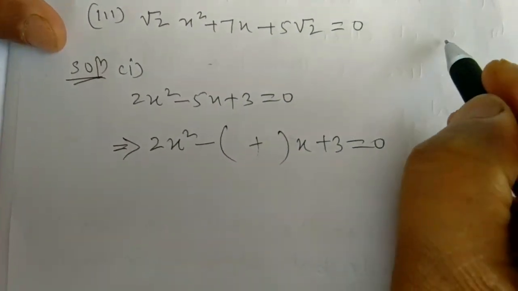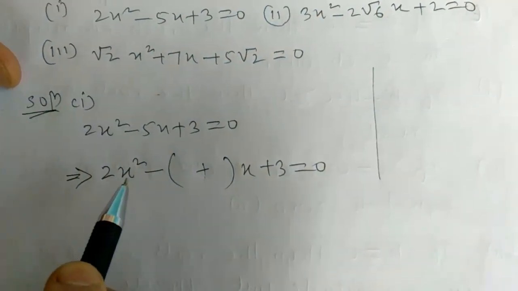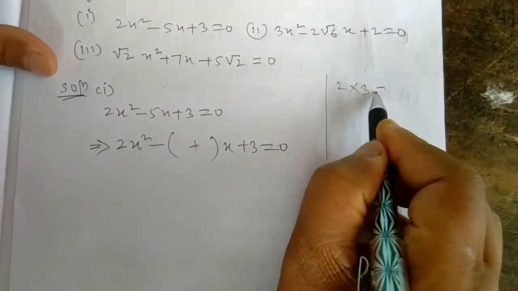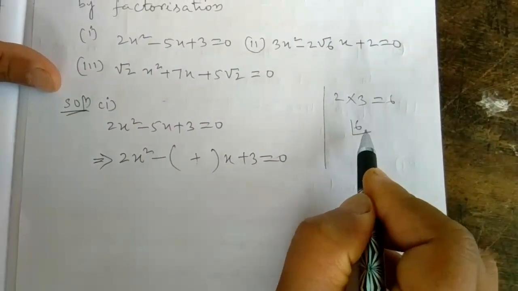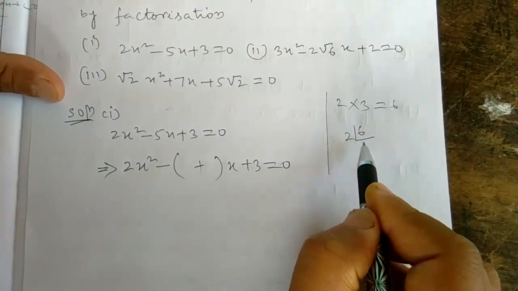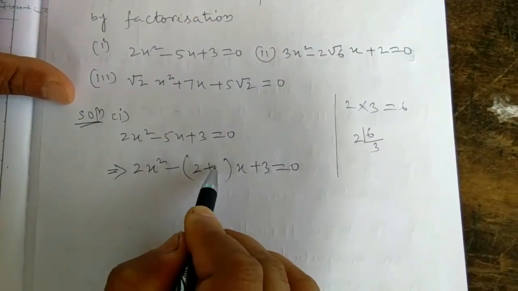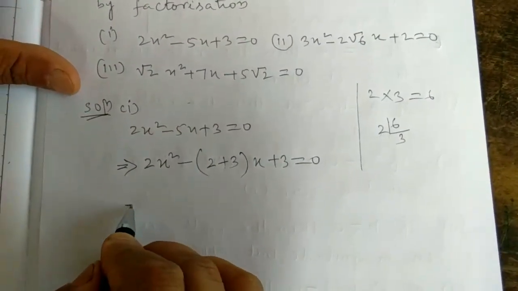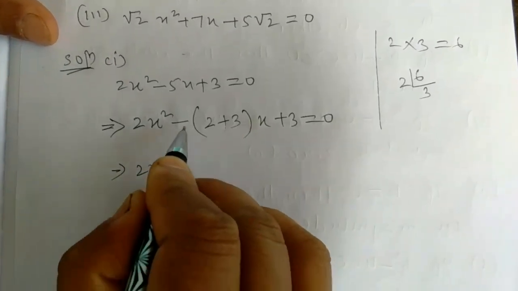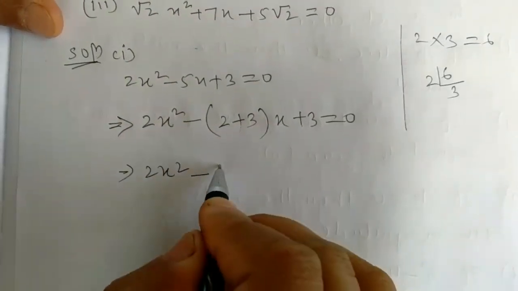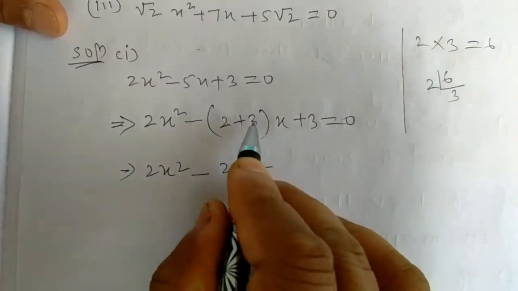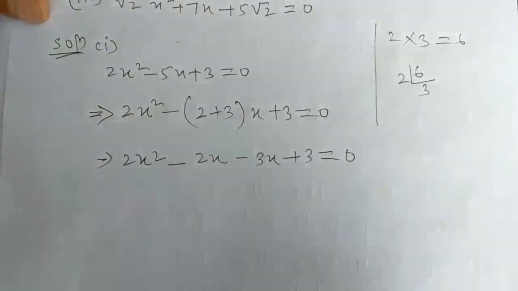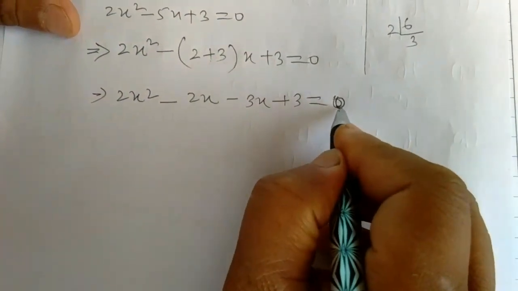After that, first you multiply the coefficient of x square and the constant term. 2 into 3, that is 6. Find the factors of 6, always prime factors. 2 times 3 is 6, so write here 2 plus 3, which will get 5. So this is middle term factorization. 2x square, then plus into minus, 2 into x, 2x, minus into plus, minus 3 into x, 3x, plus 3 equal to 0.